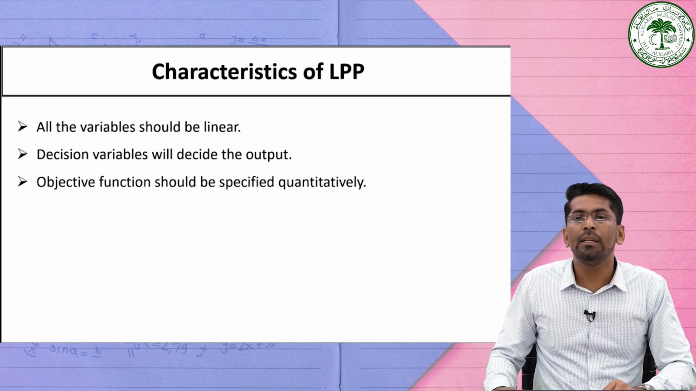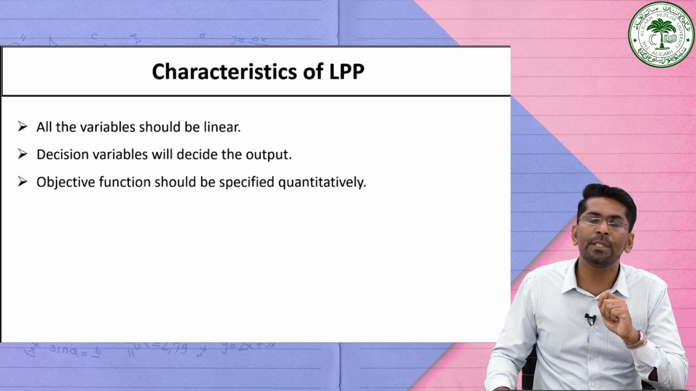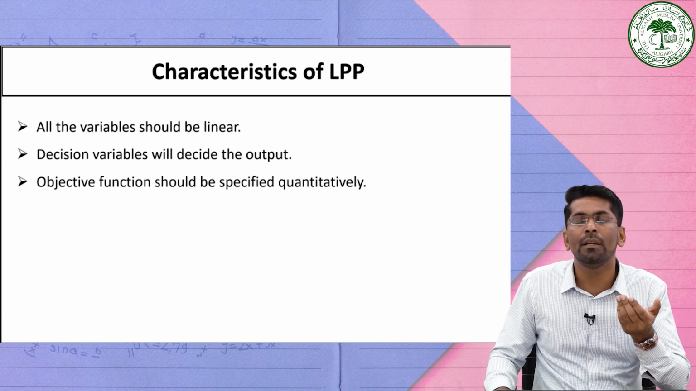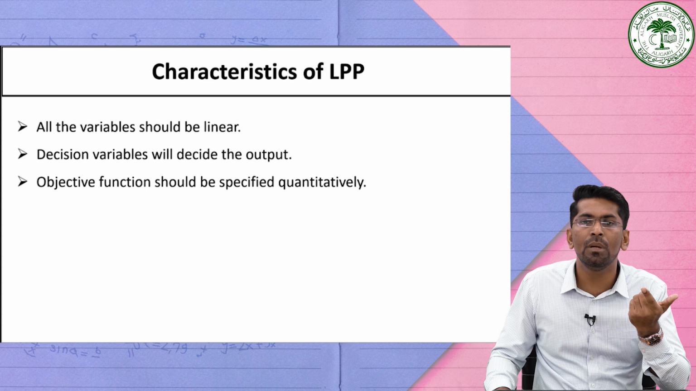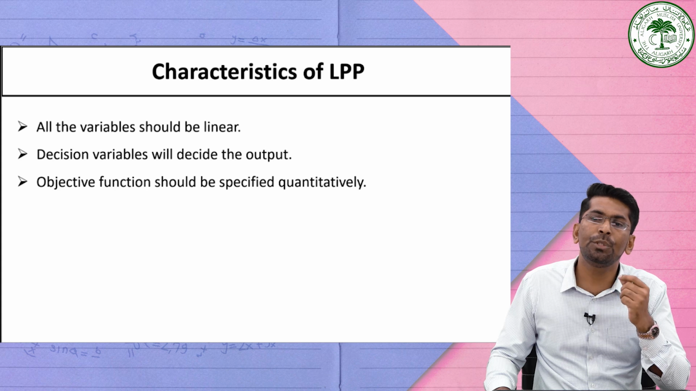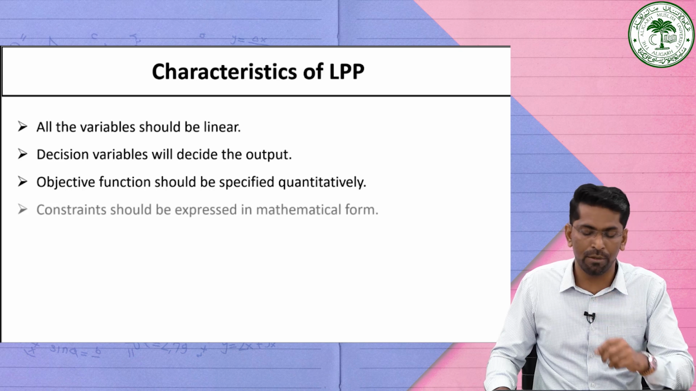The third one: the objective function should be specified quantitatively. That means the objective function in the linear programming problem should be specified quantitatively, mostly in terms of decision variables. The goal or objective that the decision makers seek to optimize, for example maximizing profit, minimizing cost, maximizing efficiency, or achieving some other objective, should be possible to express in quantitative terms. This is also another most important feature.